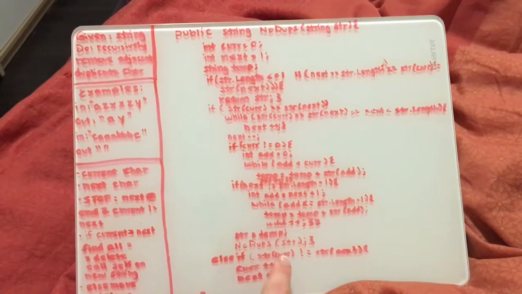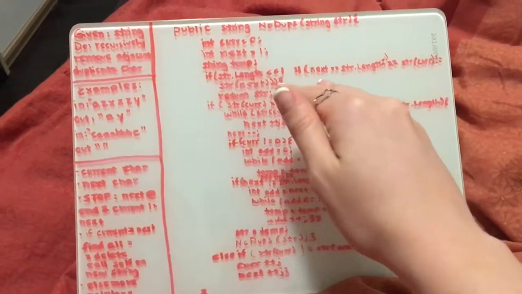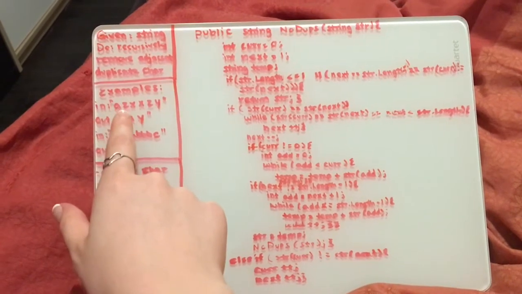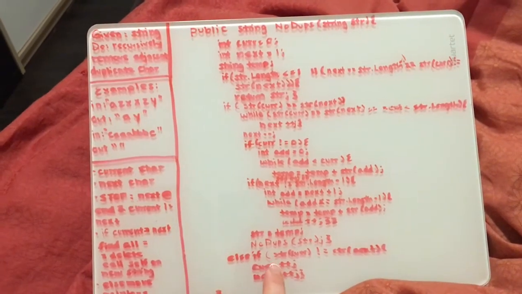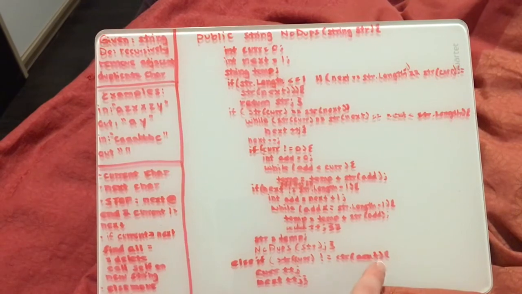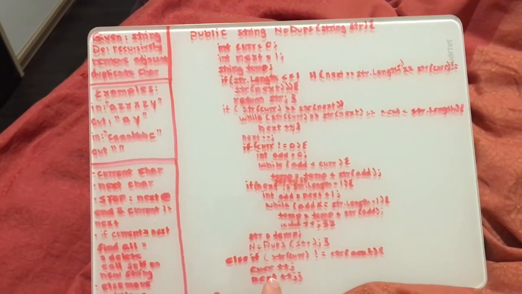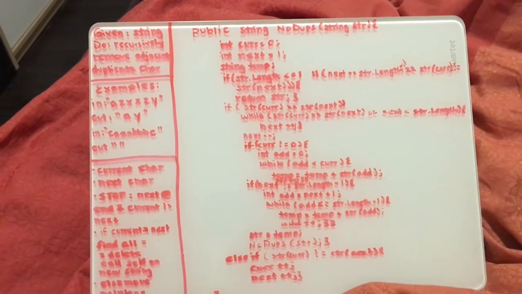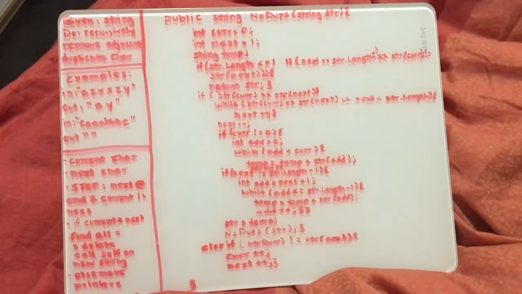If the string at current, so in the case of A being the current and Z being the next, is not equal to the string at next, we're just going to increase our current and next. And that is it.